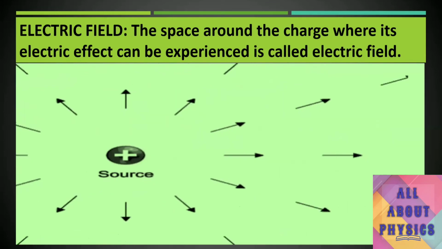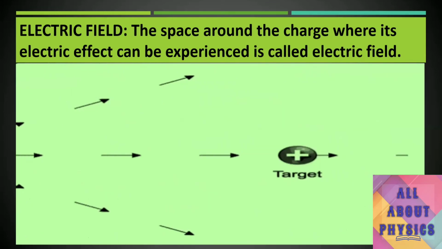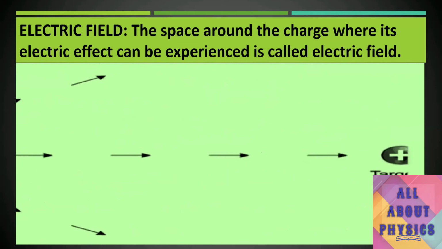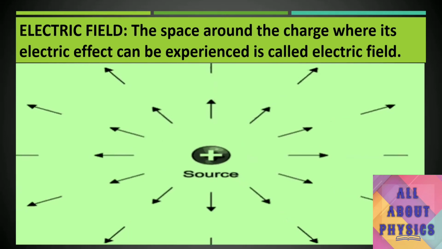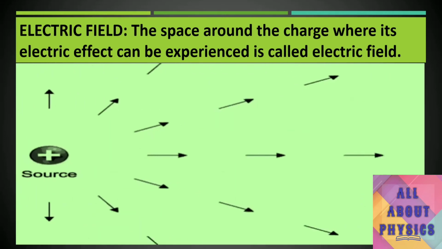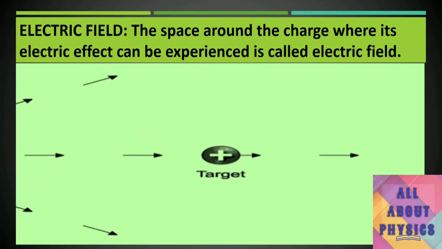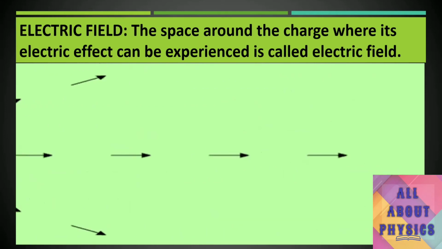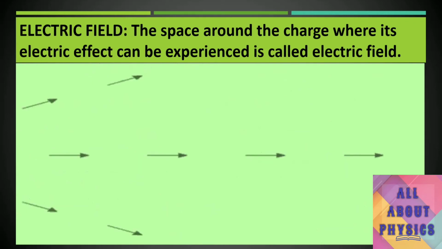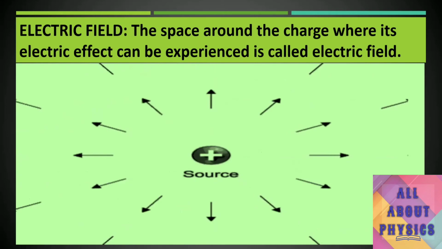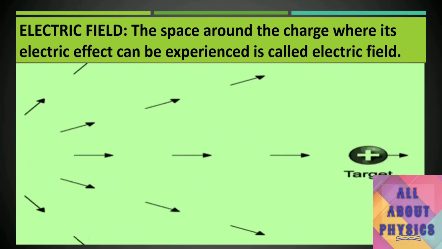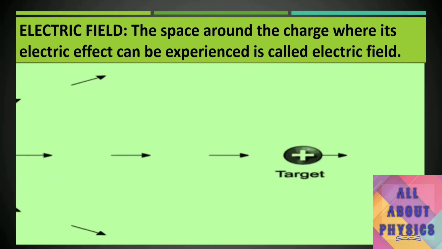So you can see that here we have a source charge Q. So this is the region where its effect can be felt, right? So means if any charge would enter the field of this charge, it would experience either attraction or repulsion depending upon the nature of charge. As we know that like charges repel and unlike charges attract each other. So you can see here that we have a source charge, it is positive charge, and when a target charge comes in the field of the given charge, it experiences repulsion.